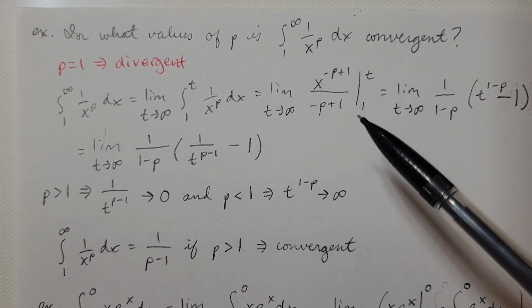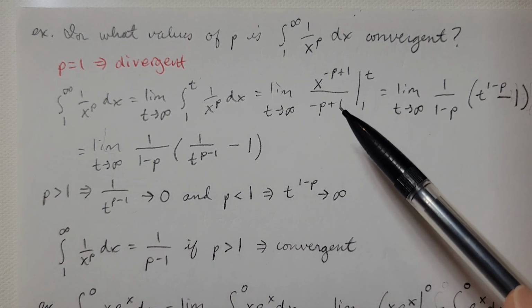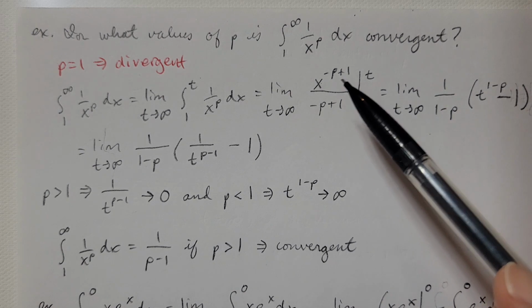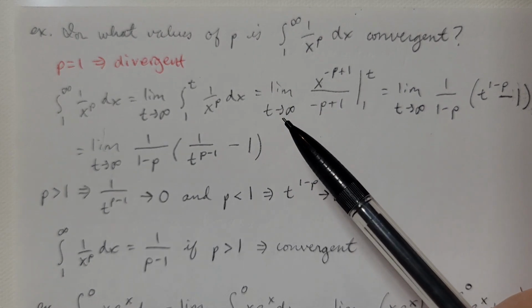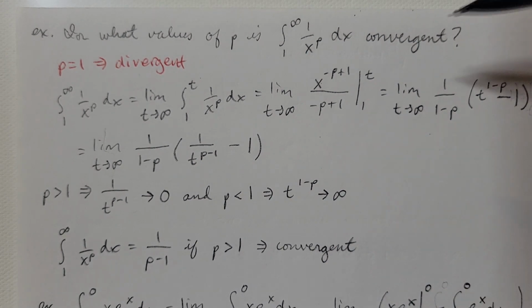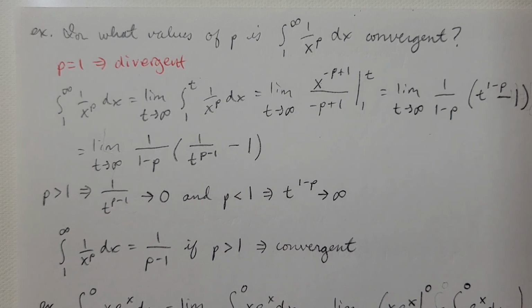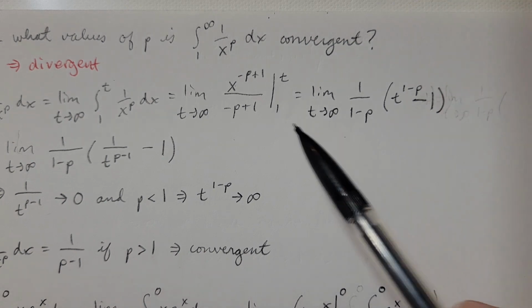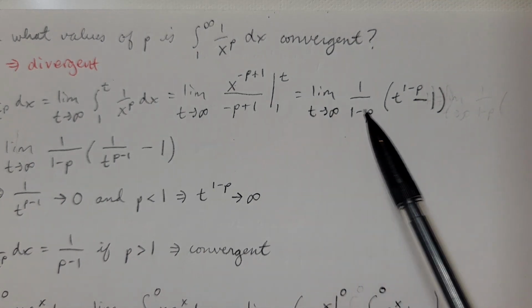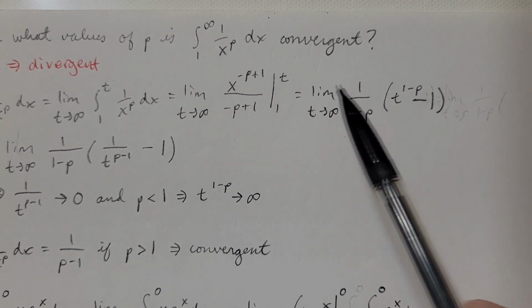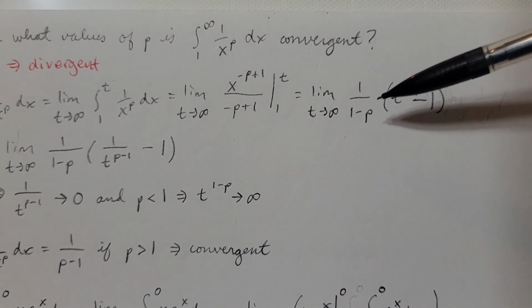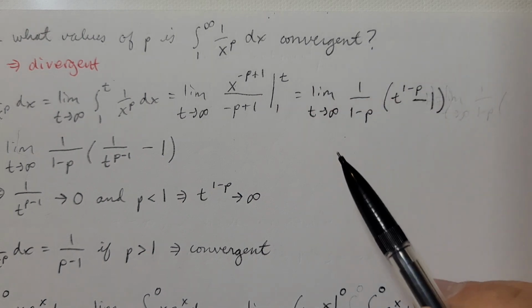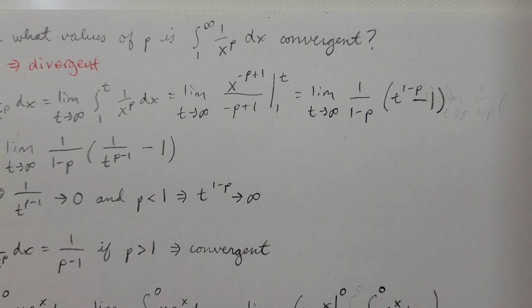Okay, so then when I find the antiderivative, add 1 to the power divided by the new power. So I got x to the negative p plus 1 divided by negative p plus 1. I'm taking the limit as t approaches infinity of that, and I'm going from 1 to t. So then when I plug in my bounds here, plug in t first, and 1 over 1 minus p, that's a constant. I can bring that outside the limit notation if I want to, because the limit is in terms of t. Anything involving t has to stay inside the limit, of course.